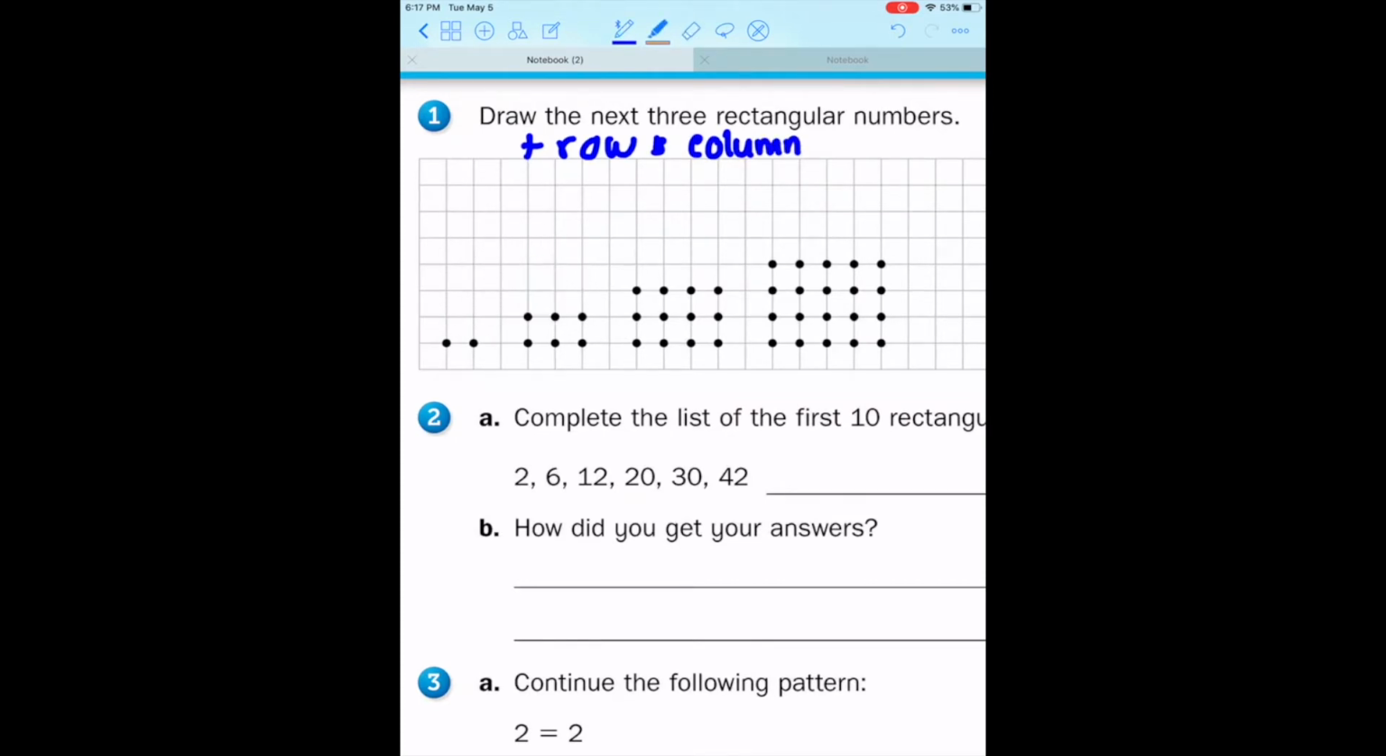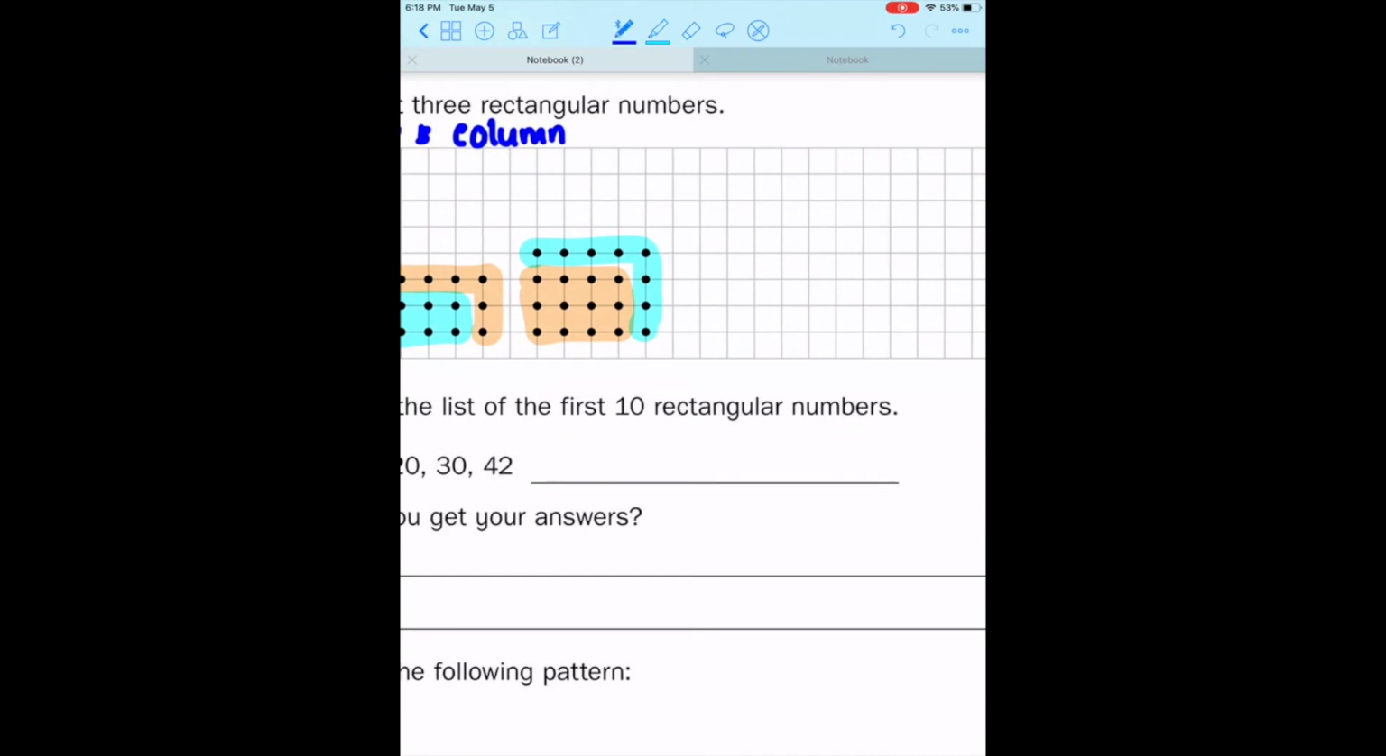So if you look here, here's where we started. And the next number, we added a whole row and a column. Same thing. Here was the array from before, and now we're adding a whole row and a whole column. Here is the array from before. We added a row and a column. So what we have to do is first copy this array.